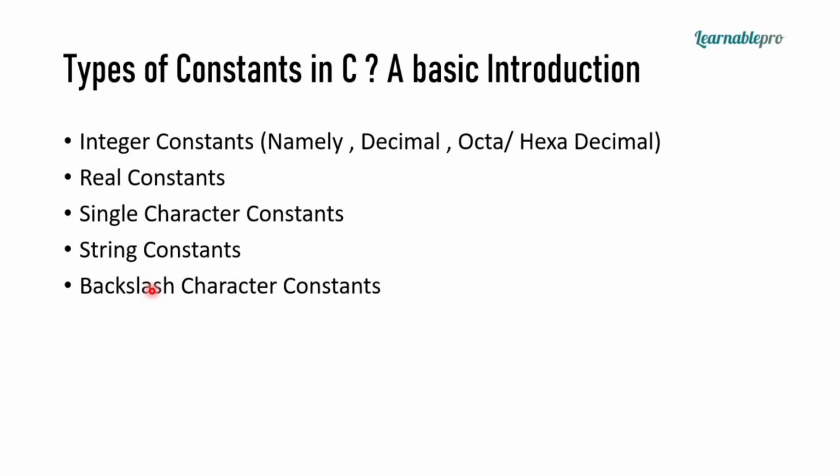So basically we have only two types of constants in C language. One is numeric and the other is character constant. The first two are numeric constants, and the last three are character constants. Now let's see the detailed brief of these constants in C language.